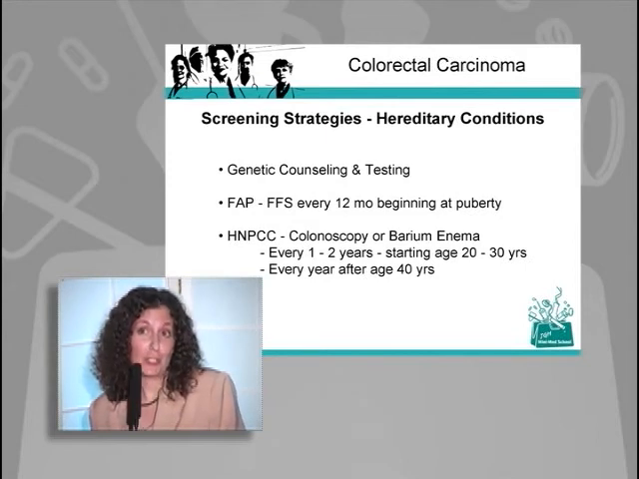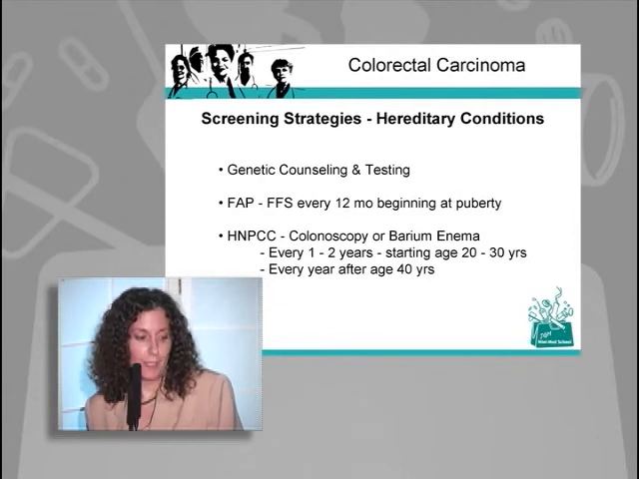It's important to mention that this has to be a full scope and a full exam, because with HNPCC, they're more susceptible to having colon cancers on the right side of the colon. And that examination starts around the age of 20 to 30, and is performed every 1 to 2 years, and then subsequently every year after the age of 40.